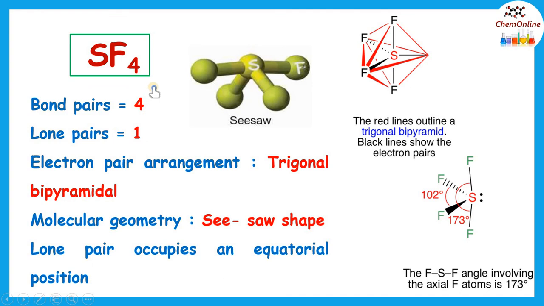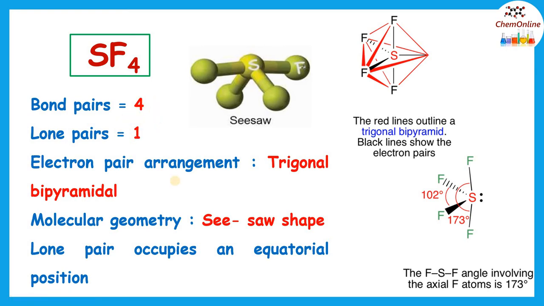Now next is SF4. Sulfur atom has 6 valence electrons. Out of these, 4 electrons form bonds with 4 fluorine atoms. So the number of bond pairs is 4. The remaining 2 electrons on the sulfur atom will form one lone pair. So there will be a total of 5 electron pairs for the SF4.